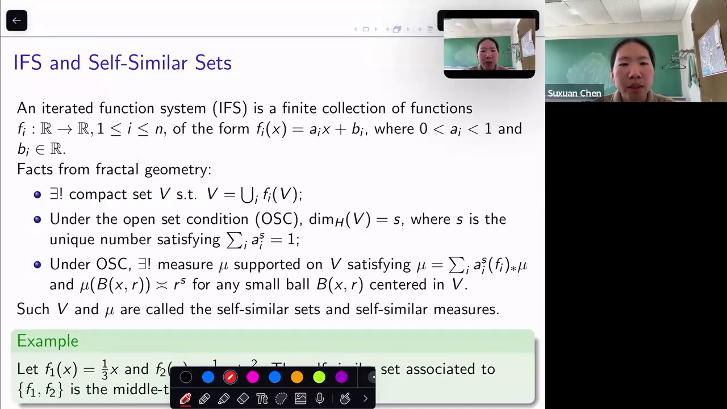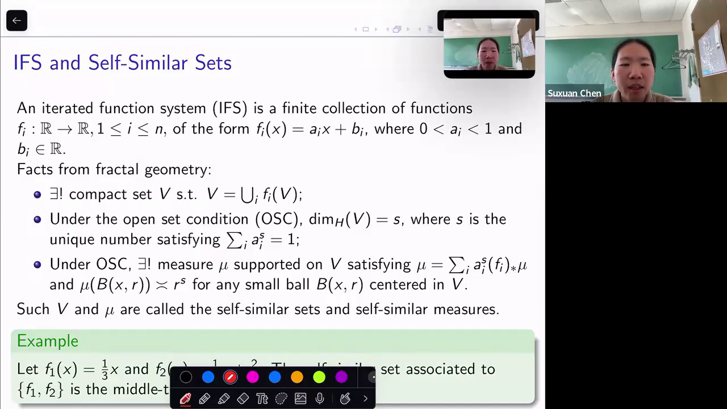And if we assume the open set condition, which is a technical condition in fractal geometry, then we can compute the Hausdorff dimension of this compact set. It is equal to s, and s is the unique number such that if we raise those a_i to the power s and sum over those i's, we get 1. Recall that these a_i are the coefficients of x. We also call these a_i contraction ratios of the iterated function system.